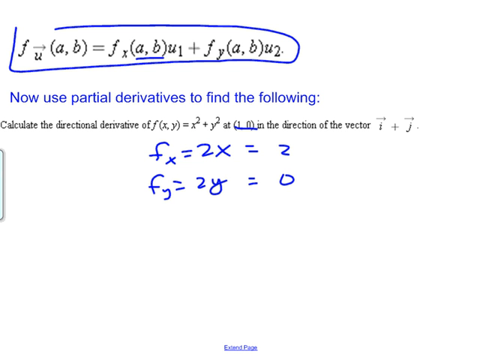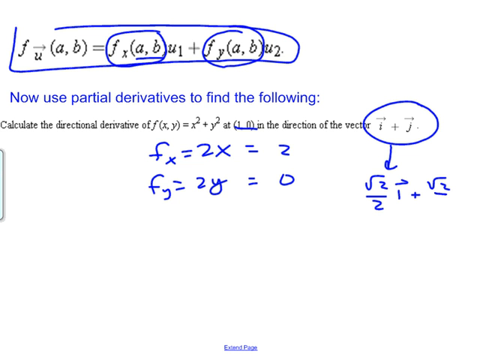Good. So we've found these two values. And now we need to convert this into a unit vector. Well, it's the same thing as before, root 2 over 2 i plus root 2 over 2 j.